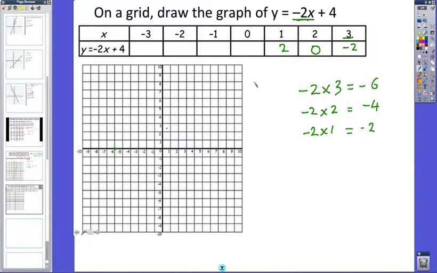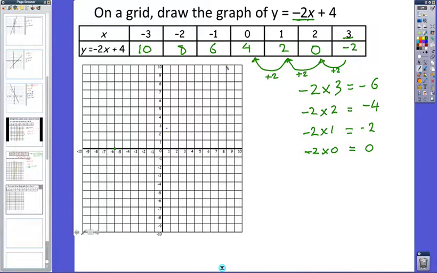In fact, one more time, x is 0, minus 2 times 0. Anything times 0 is just going to be 0. Now we have to add 4. 0 add 4 is 4. Have you noticed anything so far? It's going up in steps of 2. So you're going to add 2 every time. Add 2, and another one. 4 add 2 is going to be 6, adding 2 is going to be 8, and adding another 2 is going to be 10.